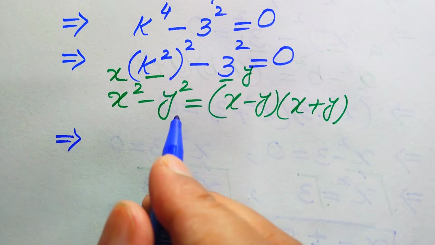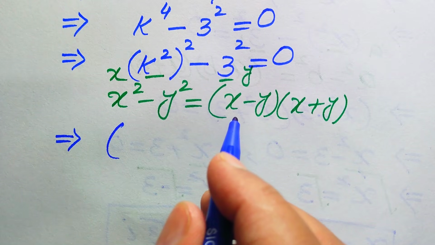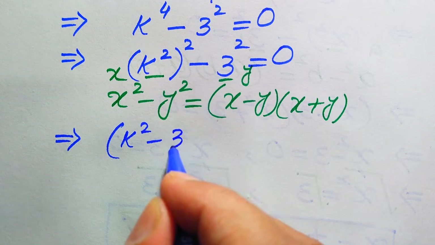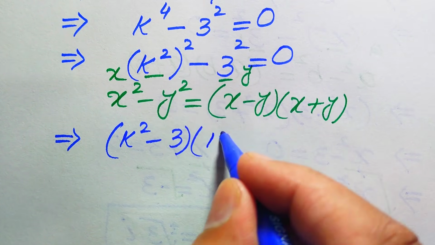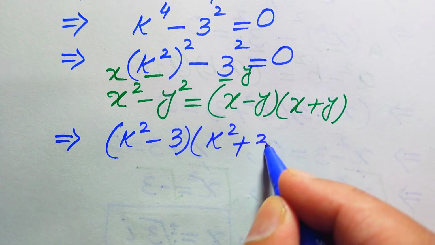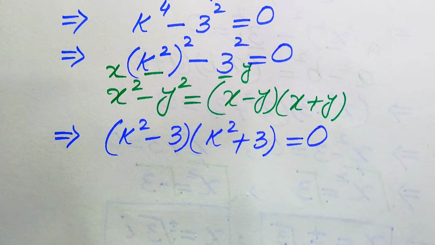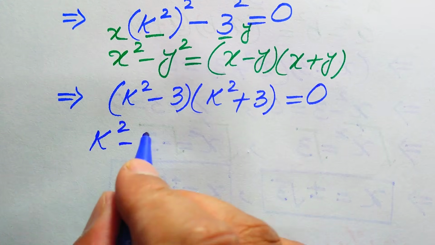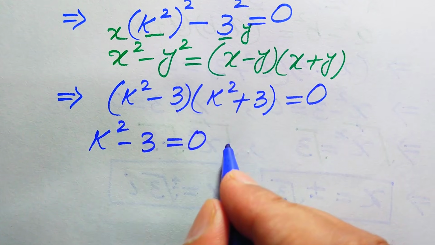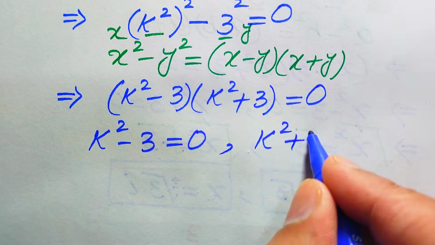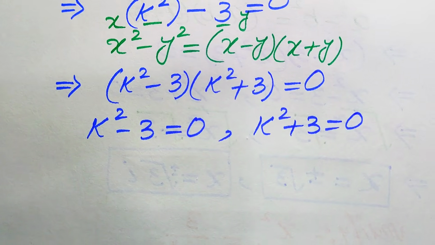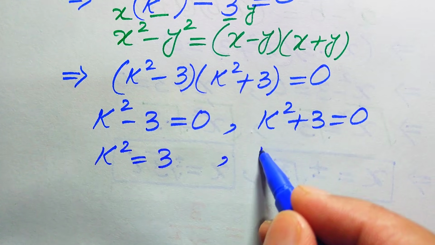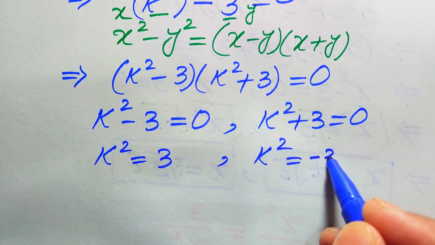Okay, so after using this formula, our above equation is written as, here our first factor is x minus y, the value of x is k square minus the value of y is 3 into, again the value of x is k square plus the value of y is 3, and this whole equation is equal to 0. And now we divide this equation into two cases. The first case is we write k square minus 3 is equal to 0, and the second case is we write k square plus 3 is equal to 0. From this case we move a minus 3 to the right hand side, and similarly from here we move a plus 3 to the right hand side.